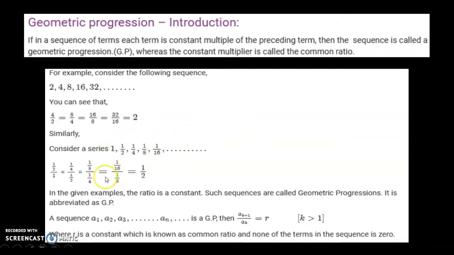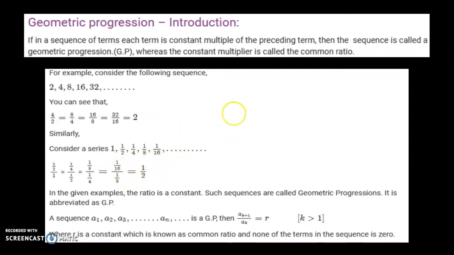So consider another series 1, 1 by 2, 1 by 4 and similarly so on. You will find the ratio like 1 by 2 divided by 1, 1 by 4 divided by 1 by 2 and so on. You will get 1 by 2 as the common ratio. So the common ratio is the same for all the elements, so you can say it's a GP series, right?